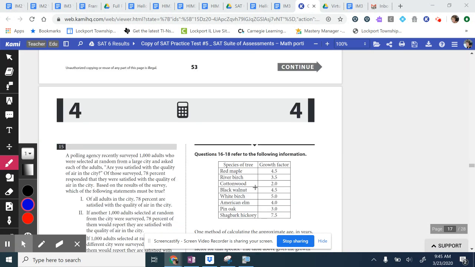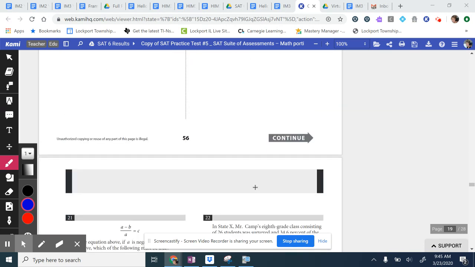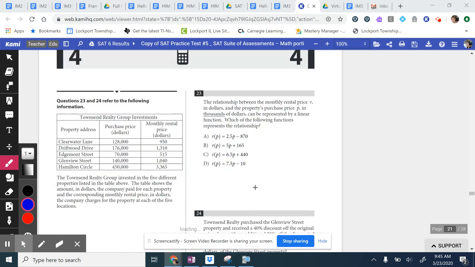And that is two questions relating to some information presented in a table. So I'm going to guess, because of the reading piece of it, maybe that this is why this problem was so difficult for a lot of us. All right, so it says we've got a realty group investing in 5 different properties. Here are the properties. And the table shows the amount in dollars the company paid for each of the properties and then the rent that they're charging in dollars for each of the locations.